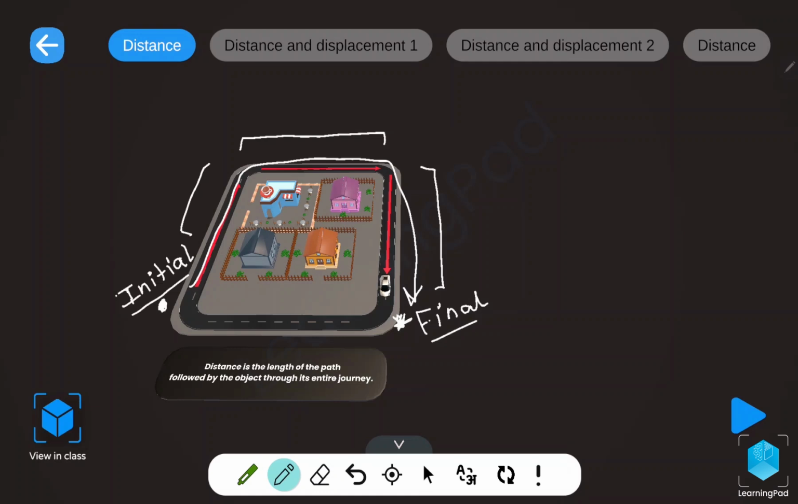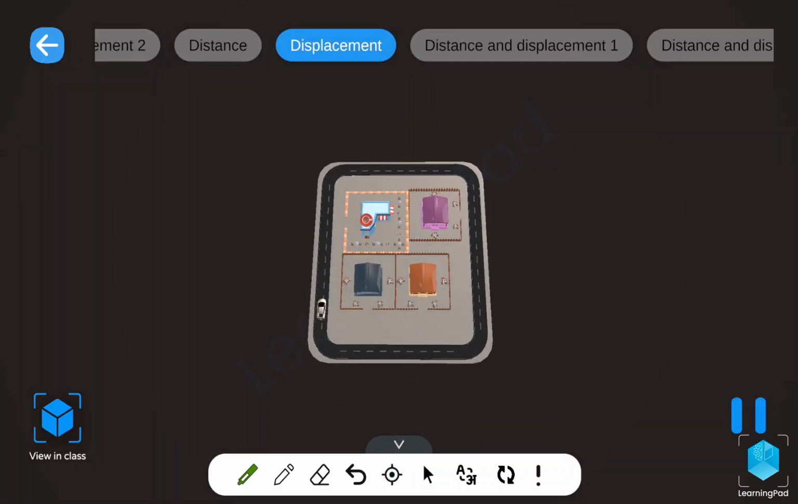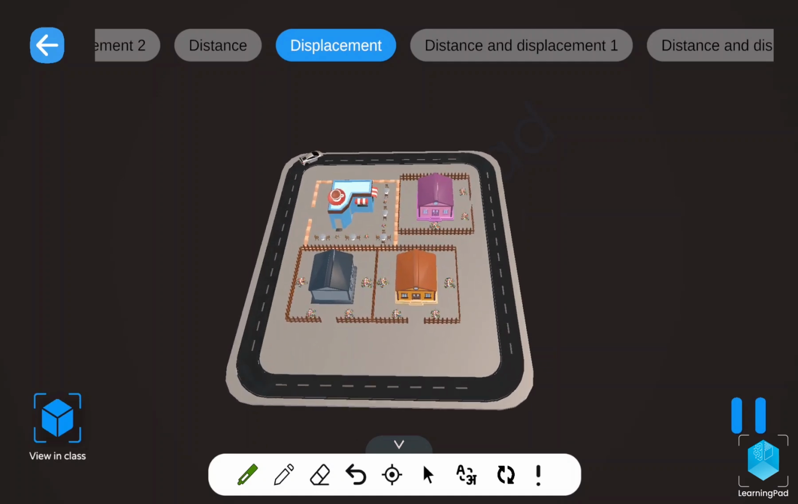Alright, so the distance is the length of the entire path followed by the object throughout its entire journey. Now, what is the difference between distance and displacement? What is displacement? Let us talk about it. Now, we have a similar model here. You can note down the initial position and the final position. Let me note it down again. This position is the final position.